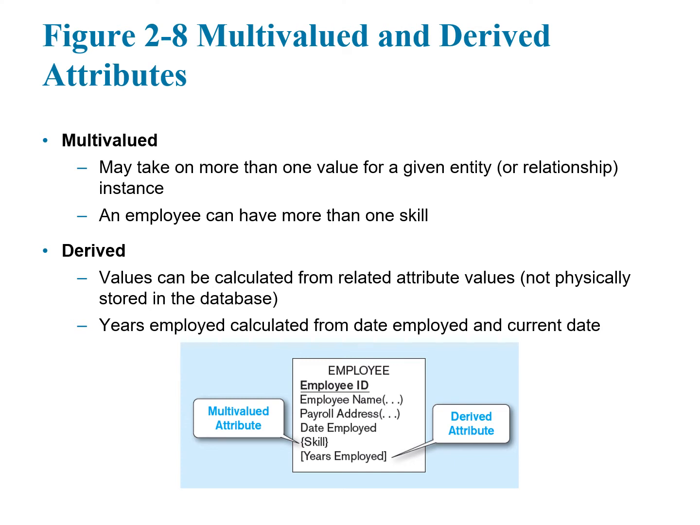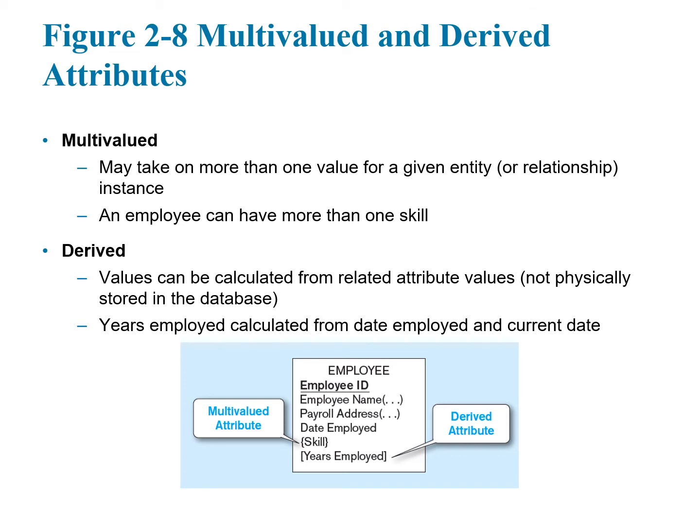The length of time employed or a person's age are classic examples, as they are calculated based on a fixed starting point, date hired or birthday. An attribute can be both composite and multi-valued, and even also derived. So these are distinct concepts.